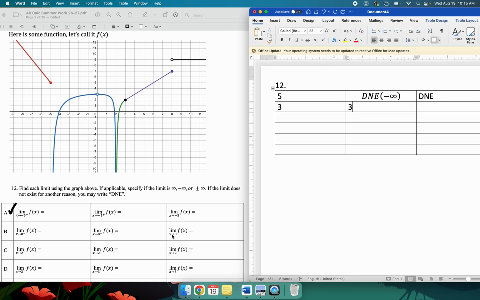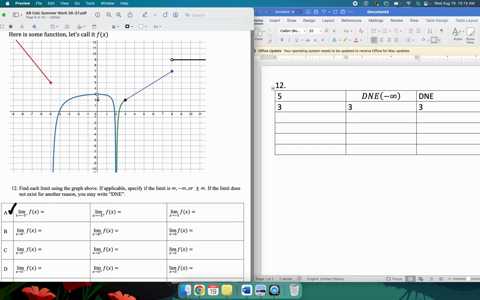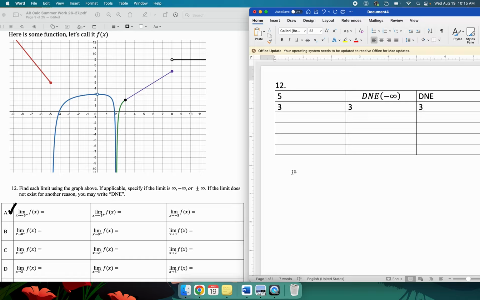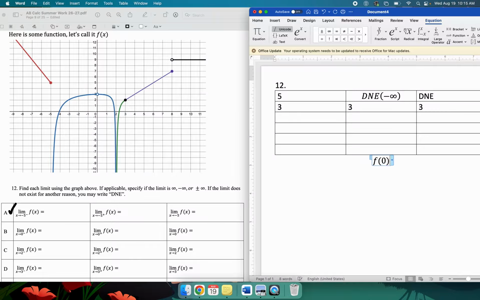Two-sided limit. Well, that guy only exists if the left and right hand limits are the same, and in this case they are. So the two-sided limit does exist, and it's just also equal to 3. By the way, you might notice there's a hole in the graph here. What that means is that this function is not defined at 0. So if I asked you, hey, what's f of 0? You would have to say undefined, or it does not exist. The function doesn't have a value at 0.